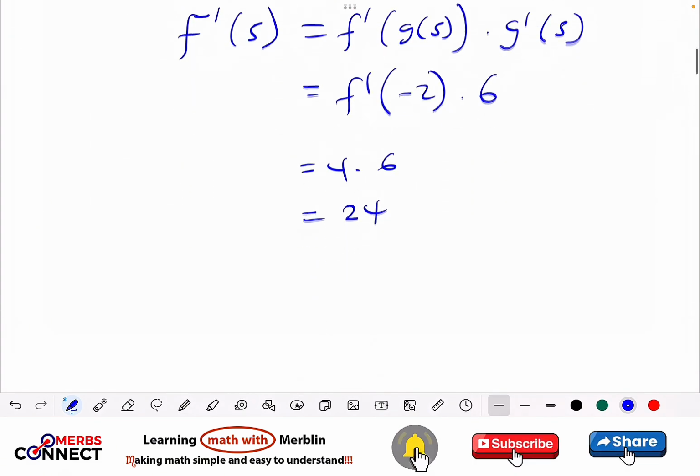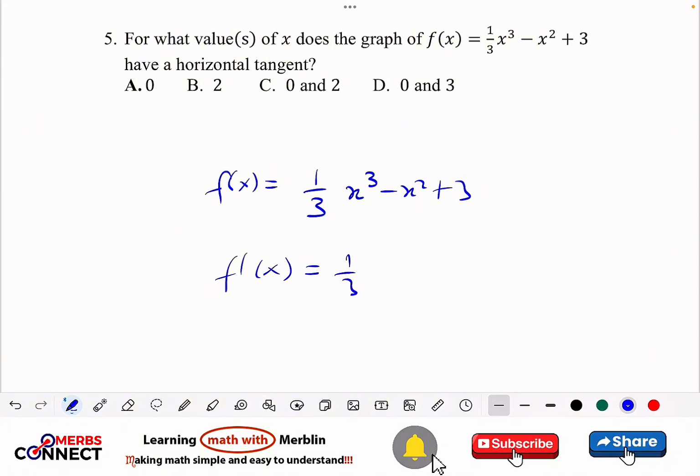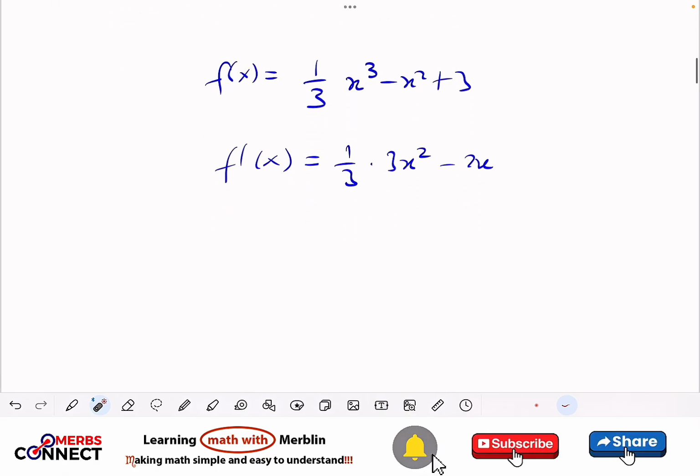So pretty much straightforward. Now let's look at question 5. Question 5, we want to find the horizontal tangent, right? Now basically when we talk about tangent, we want to see it's with a curve, so it means that's where the f prime is equal to 0. That's the tangent. So basically we are thinking of the slope, right? Now since we have f of x equal to 1 divided by 3 times x to the power 3 minus x squared plus 3, we just need to take the first derivative. 1 over 3 times 3x squared minus 2x.